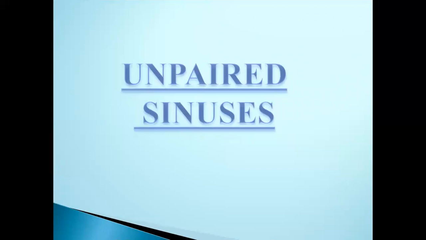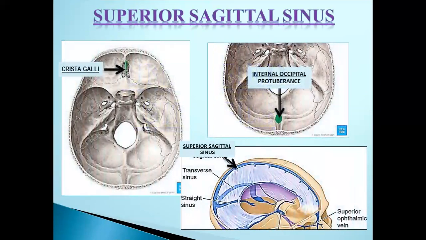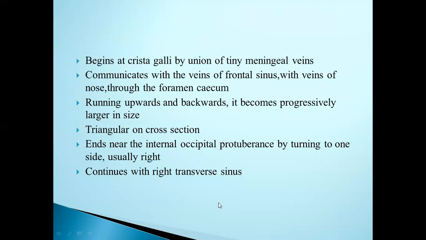First, we'll see the unpaired sinuses. First is the superior sagittal sinus. This superior sagittal sinus is located within the C-shaped arc of the falx cerebri. It begins from the crista galli in the anterior part of the skull, and it extends up to the internal occipital protuberance in the posterior part of the skull. The location is like that. You can see this arching backward is the superior sagittal sinus.